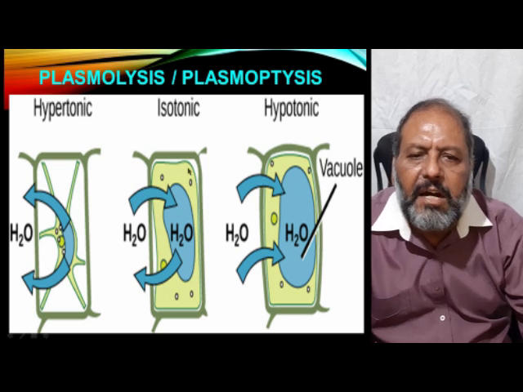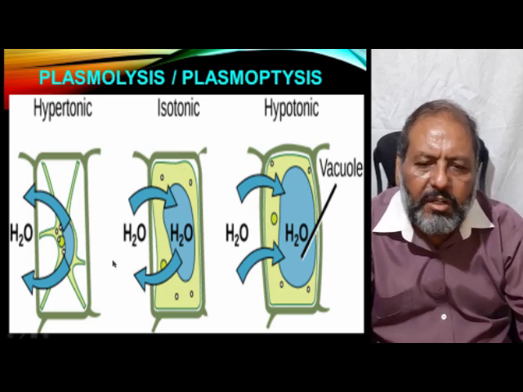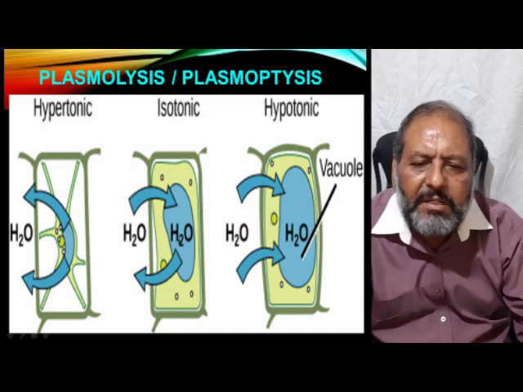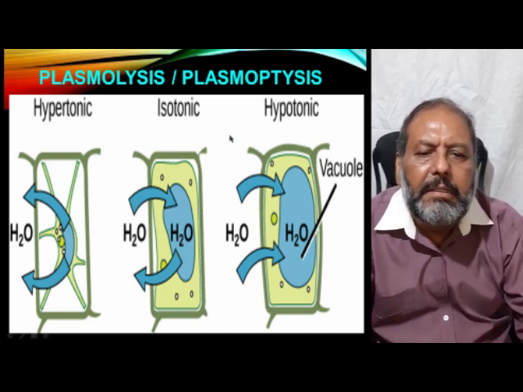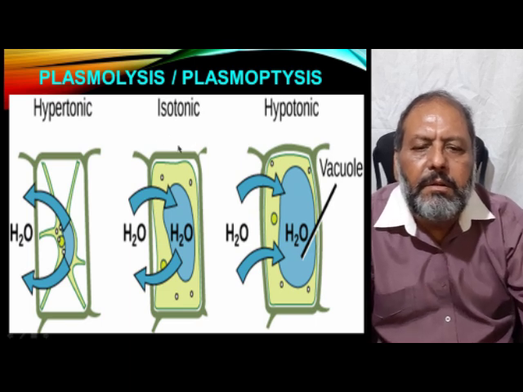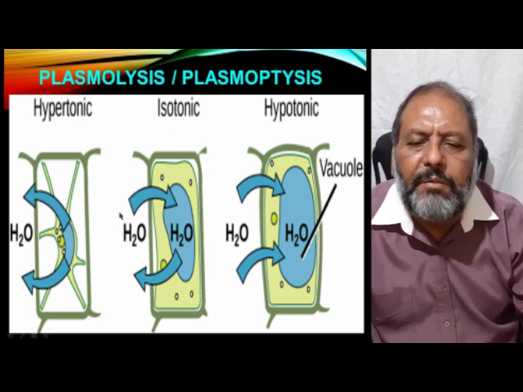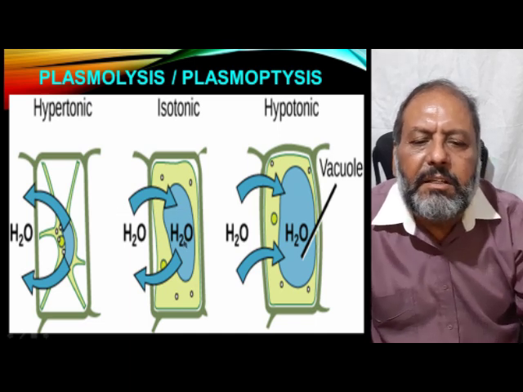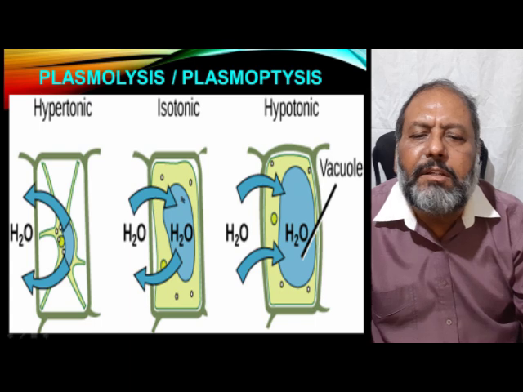So if the bacteria are put into the isotonic media, the water from the outside will go inside the bacteria and the bacteria will swell up. And in this isotonic, some of the water will get inside and some of the water will come outside. So the condition will be isotonic.